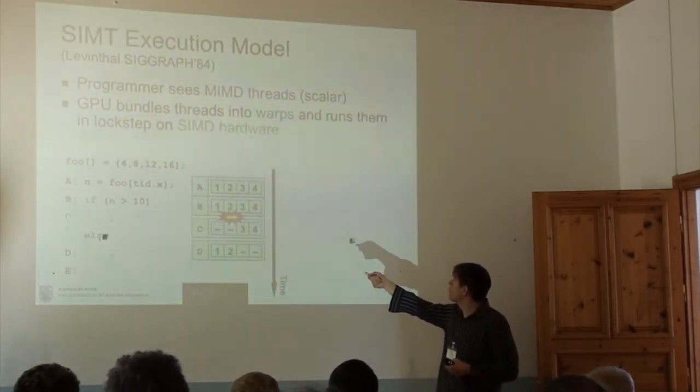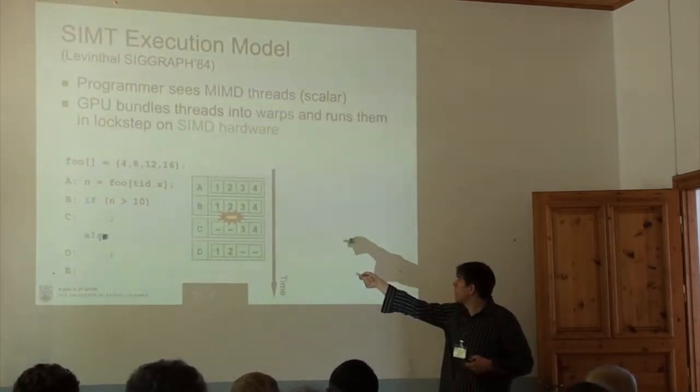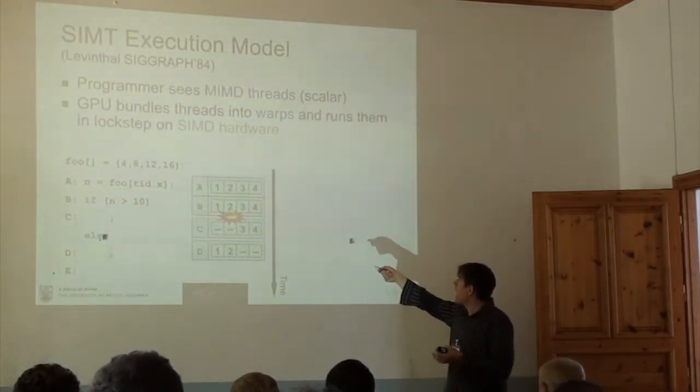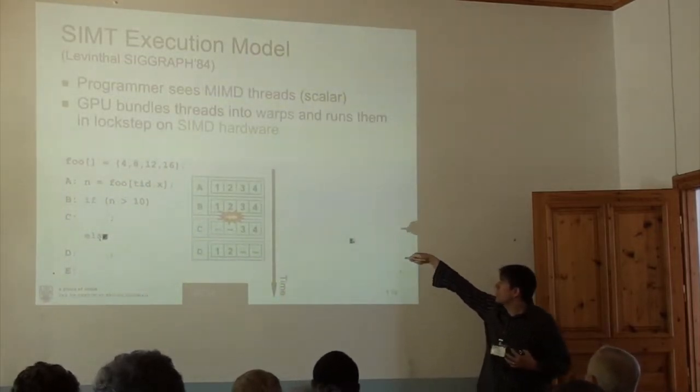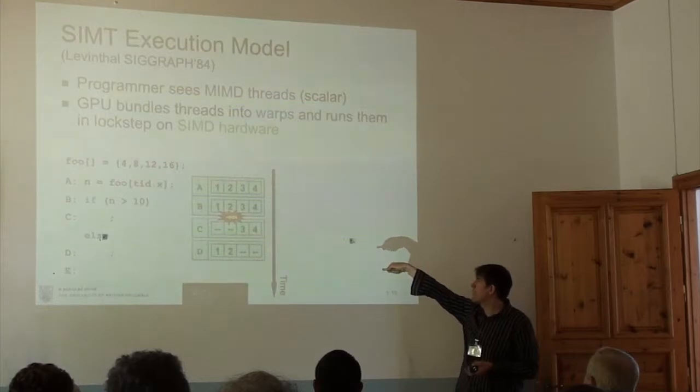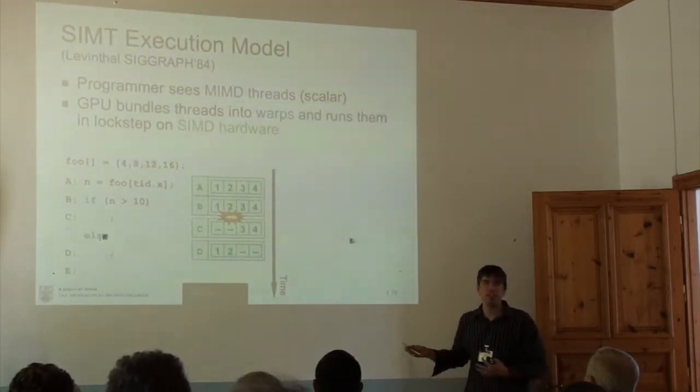So that'll be threads 3 and 4. The other threads, 1 and 2, are going to be masked off, which I've indicated here with these dashes. After executing C, we're then going to go to the other path here, this else path, and we're going to execute threads 1 and 2. So we serialize the execution.